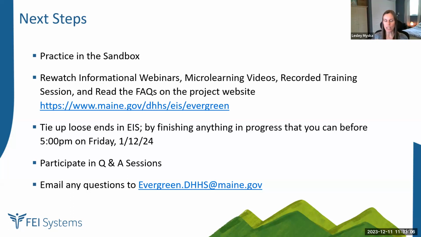Other forms like person-centered plans, DD intake and eligibility forms, behavior management plans, things like that, will migrate in an in-progress state. Whatever data has been captured and whatever status they're in in EIS, they'll migrate to Evergreen in that same status. So you don't need to worry about those, just reportable events and progress notes.